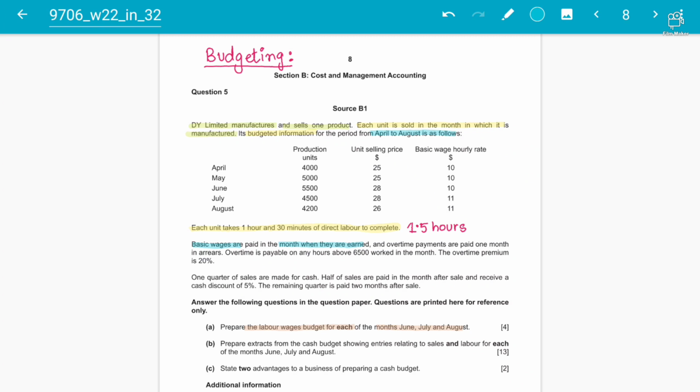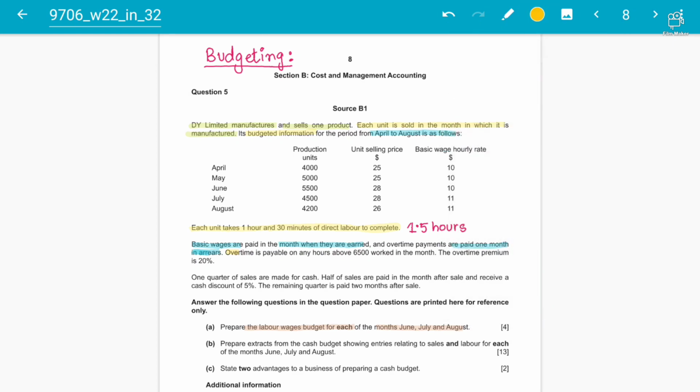So basic wages are paid in the month in which they are earned, and overtime payments are paid 1 month in arrears. I'm going to explain this concept as well. Basically, for example, if the labor have worked in the month of June, they will get the basic wages in June, but if they have worked overtime hours, they will be paid for that in July. One month in arrears means they will be paid the next month, so there will be a bit of difference in the timing of payments.